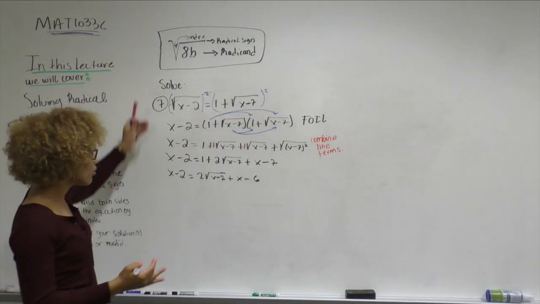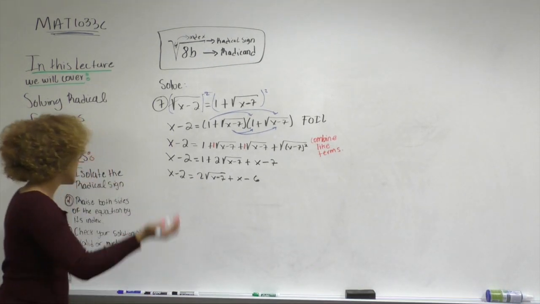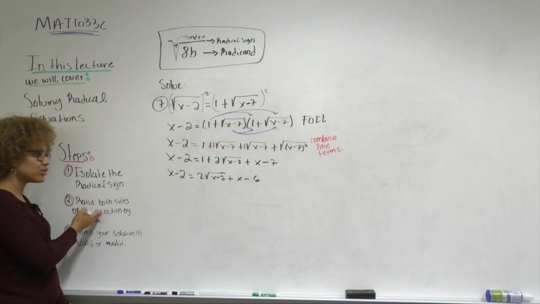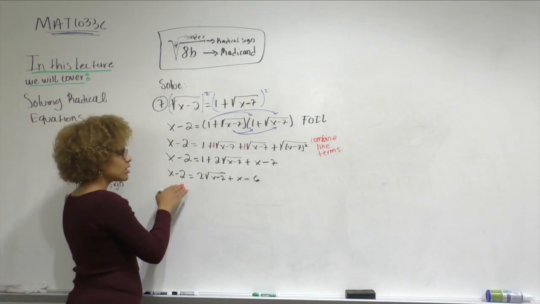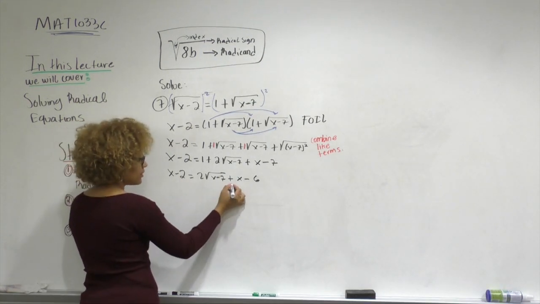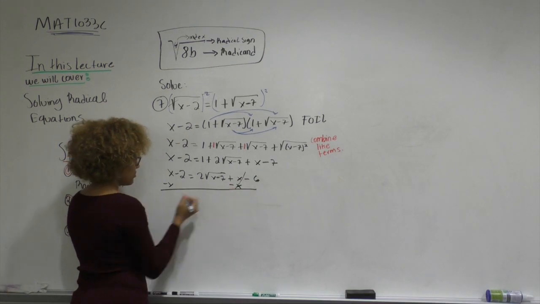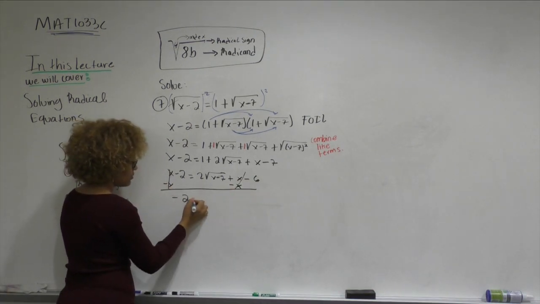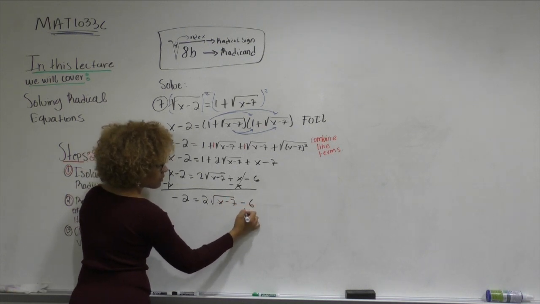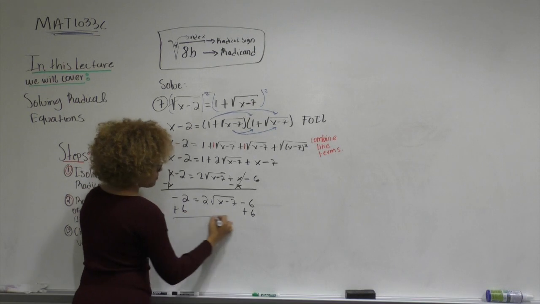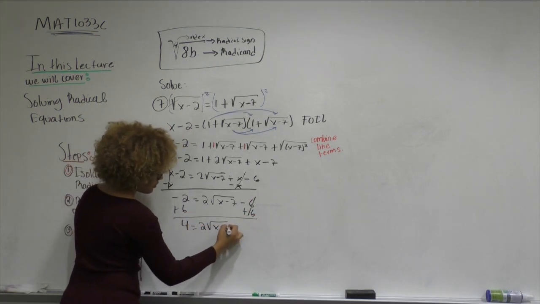So now we just did all this work, and now we have to go back here and say, okay, now I need to isolate my radical. So then I can square both sides. So then I can check final answers. So here we're going to isolate the radical. So we're going to start by saying minus x. Cancels. Negative 2 equals 2 square root of x minus 7 minus 6. Then I'm going to add 6. I have 4 equals 2 square root of x minus 7.